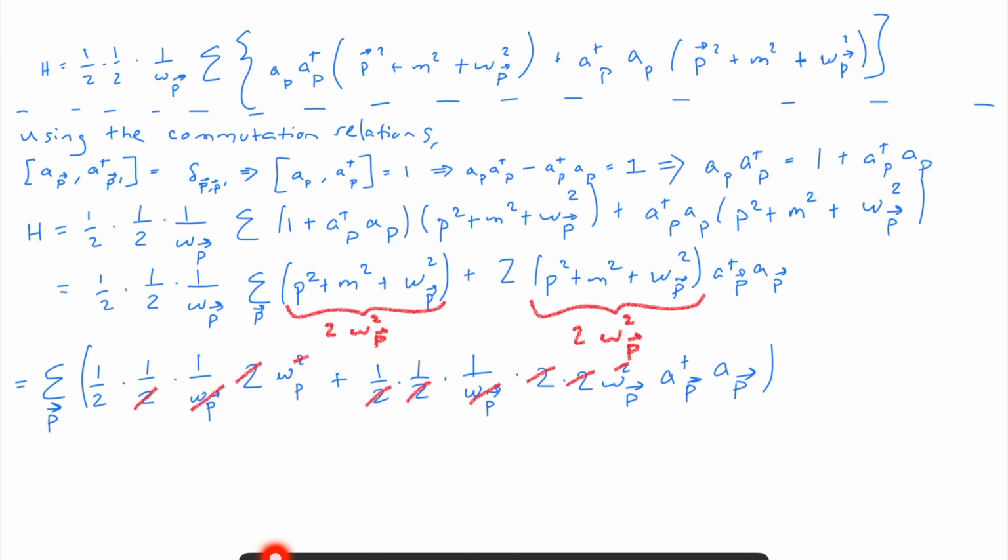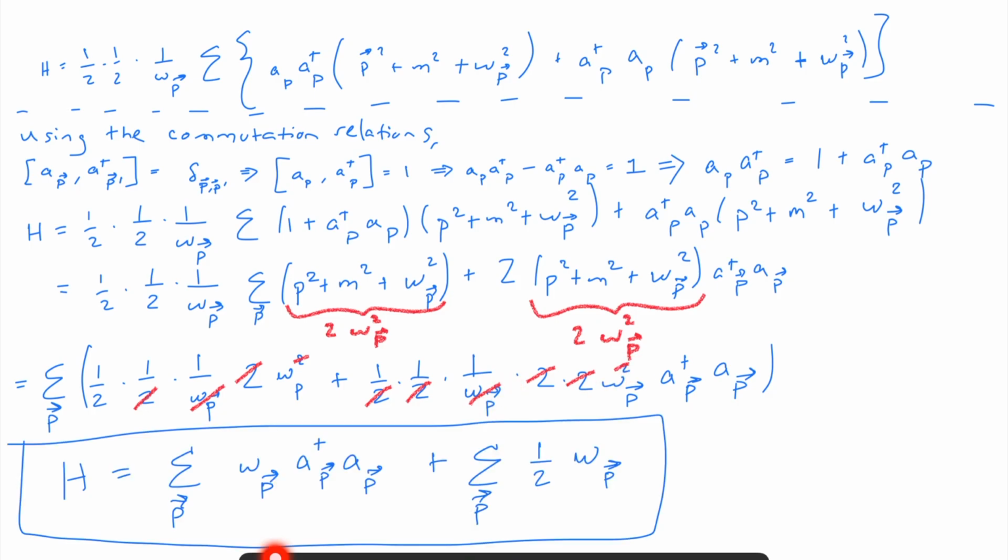Just keep cranking it out. All these 2's are going to cancel. These 2 will cancel these 2's. This omega p will cancel 1 of the omega p's there. Just leave this with an omega p. This omega p also, same thing, will cancel 1 of those over there. And after you crank it all out, this is our very important formula that we get for our Hamiltonian.